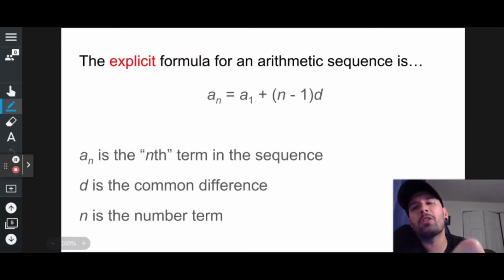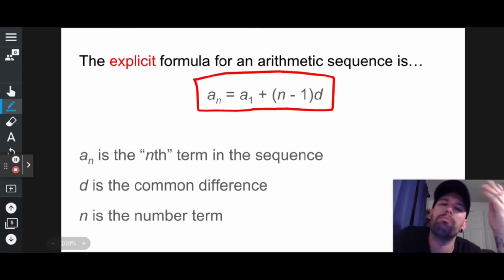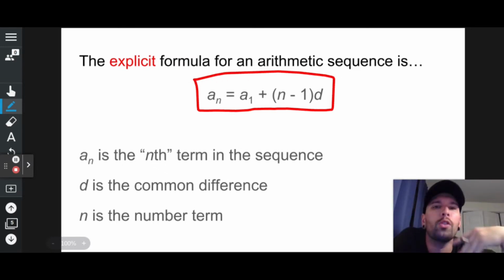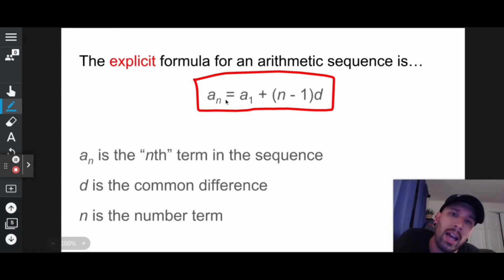So what does the explicit formula look like? What do you need? What's important? Well, it has a few more things attached to it, a few more letters. You really need to know A sub 1, which is the first term in the sequence. N is the same as it was last time. D is the same as it was last time. A sub n is the same as it was last time.